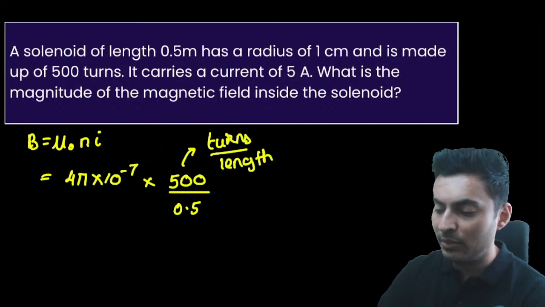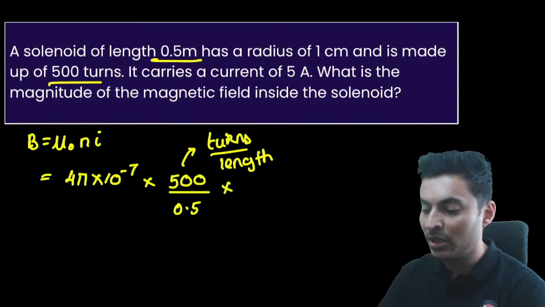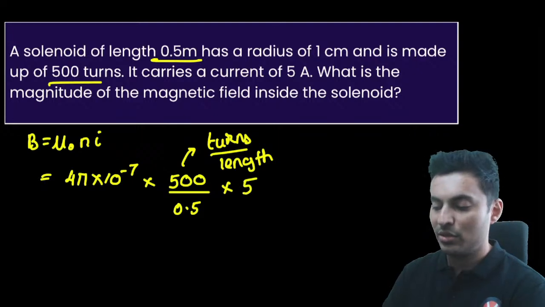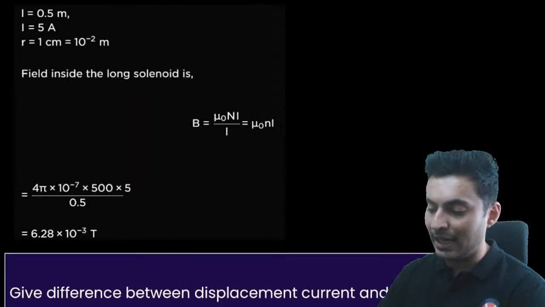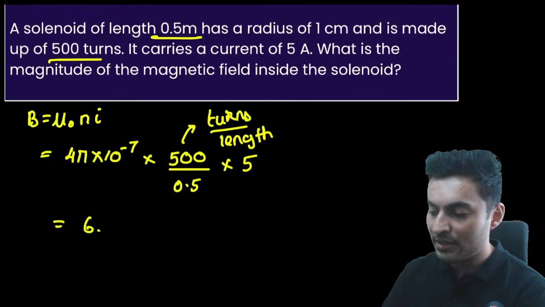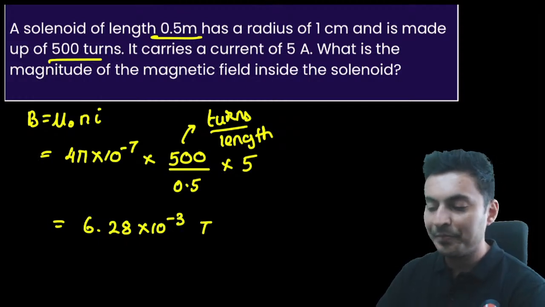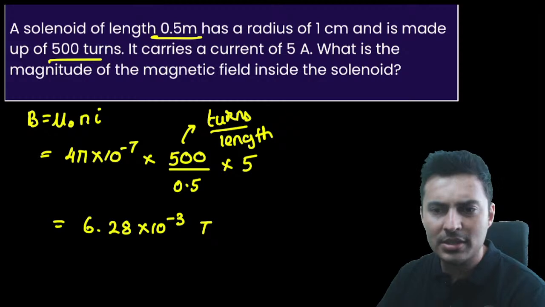Remember, this is always turns per unit length. If you forget to divide by the length, gone, your marks will be gone. Current is 5 amperes. So solve this and you will get the answer as 6.28 into 10 to the power minus 3 Tesla. Got it, my dear warriors?